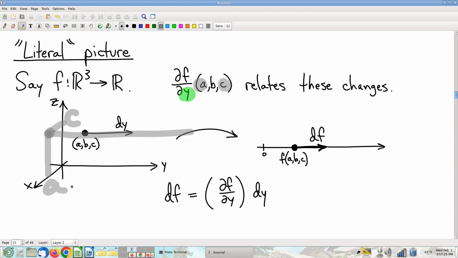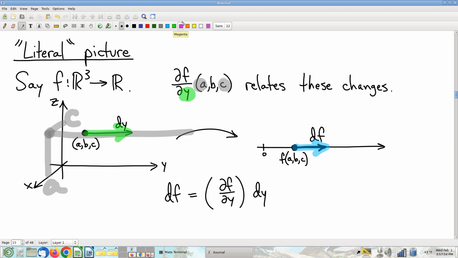Okay, so now if I'm on that gray line, of course, I can talk about, well, what would happen if I moved by some amount, dy, some differential amount, dy, in that direction. And well, what would happen is the value of the function would change by some amount, what we call a differential amount, df. Right? You've got an input change, there's going to be a corresponding output change.